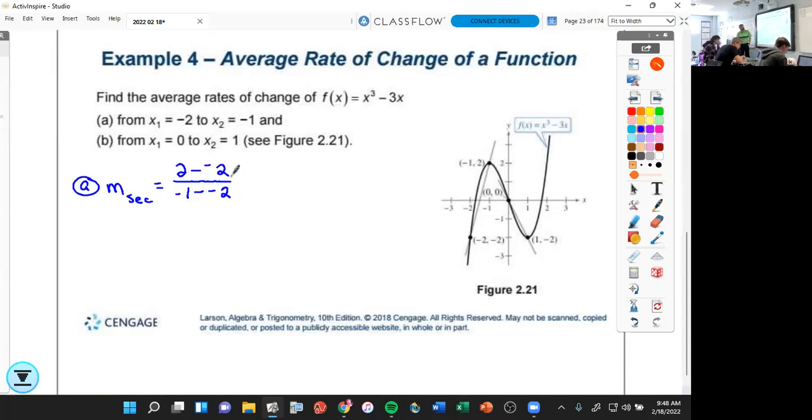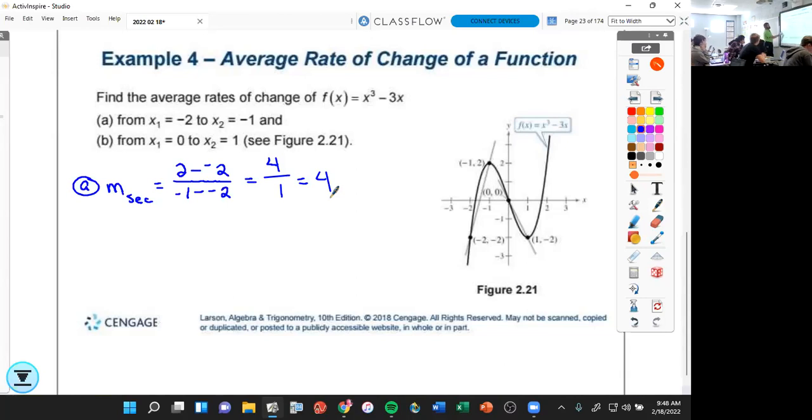Okay. Simplify that. 2 minus -2 is 4 over -1 minus -2, which is 1, so the answer is 4. Does it make sense that the slope of this line is 4? A very steep line going up, 4 makes sense, right? Make sure you ask yourself that question. If you've got a line going up and you tell me the slope is negative, I guarantee it's wrong. Okay, without even looking at the problem.